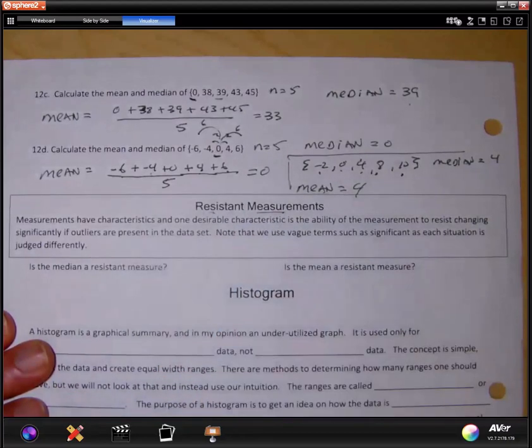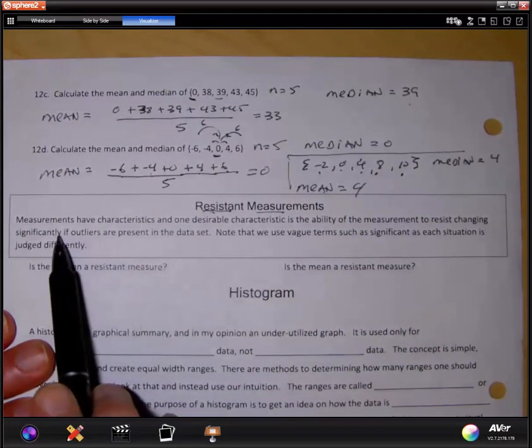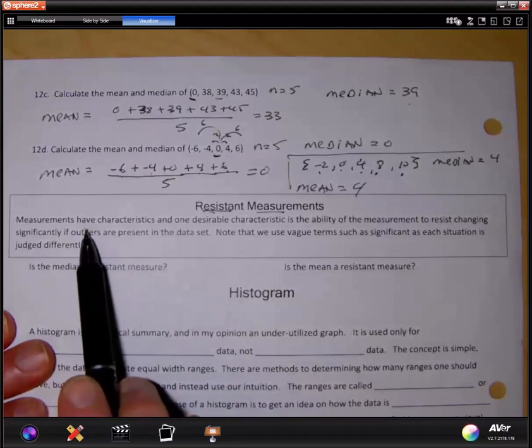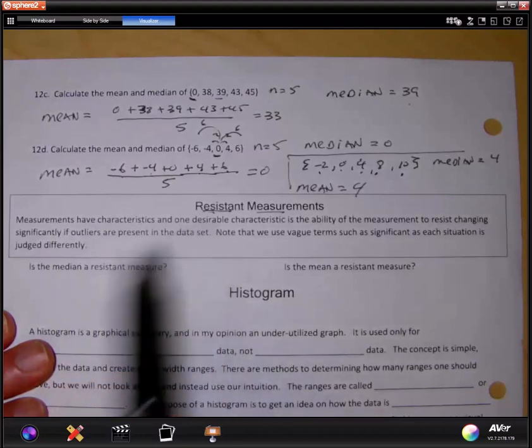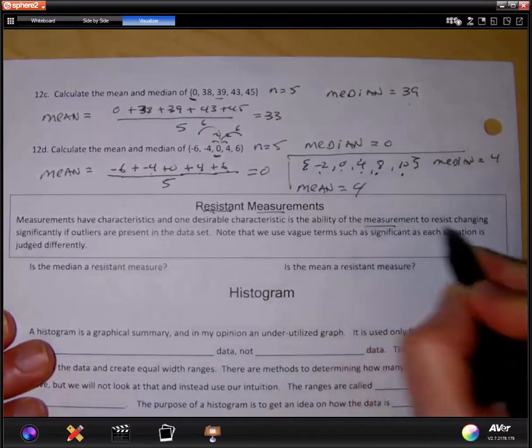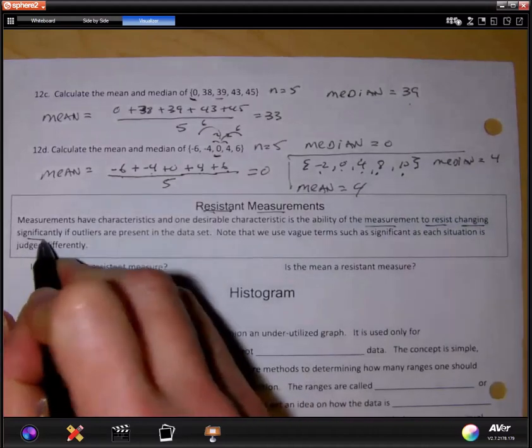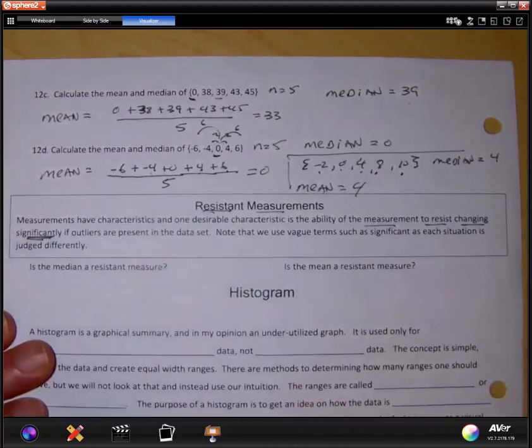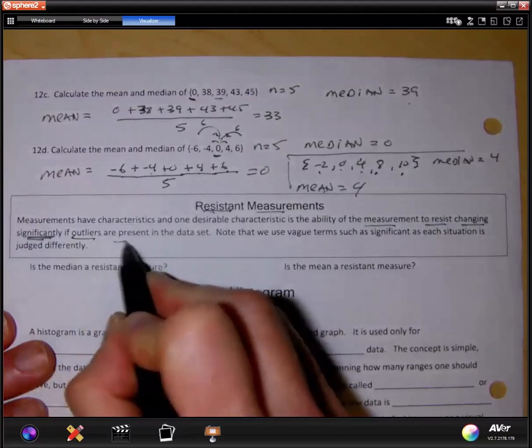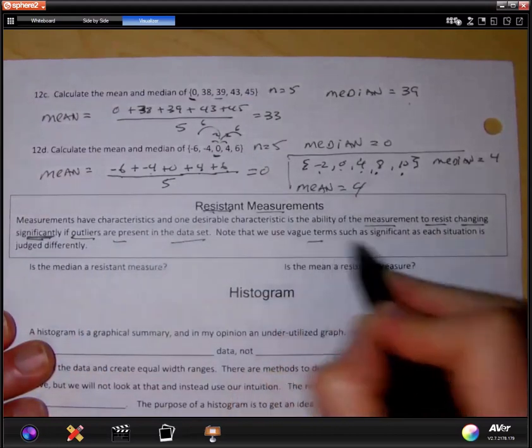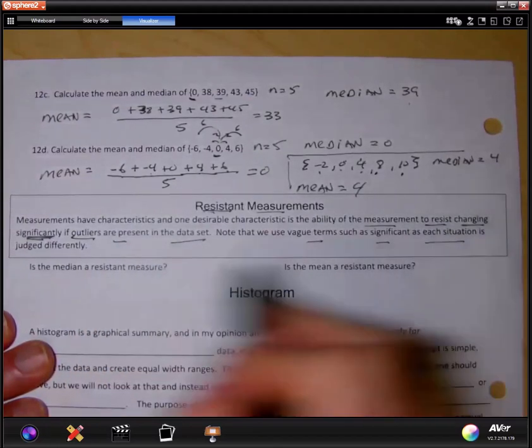Resistant measures, something that's important in statistics because we want to know how the distribution of the data is affecting these numbers and how we could possibly interpret it. So measurements have characteristics, and one desirable characteristic is the ability of the measurements to resist changing significantly. Again, notice this vague word, changing significantly, if outliers are present in the data set. Note that we use vague terms such as significant, as each situation is judged differently.